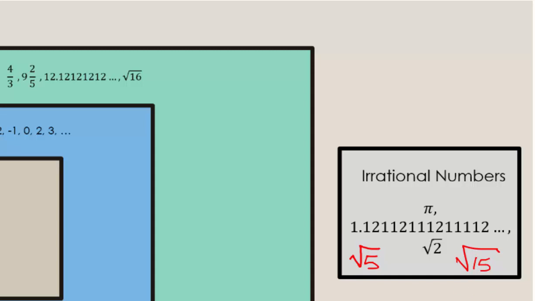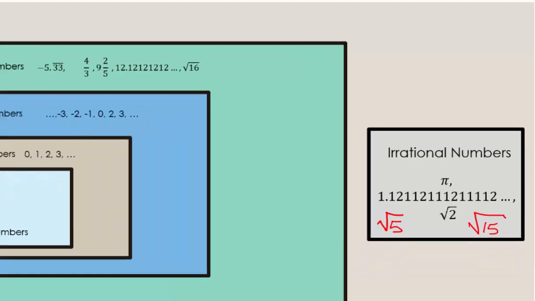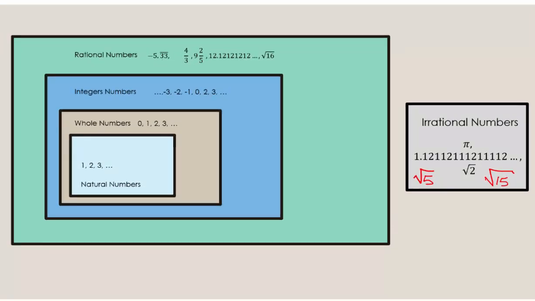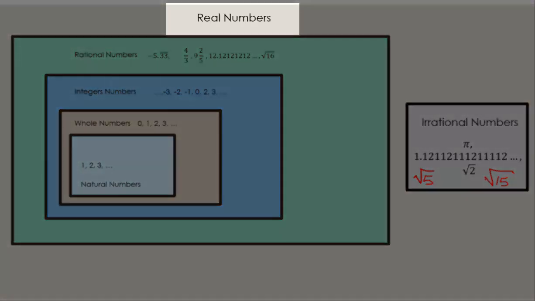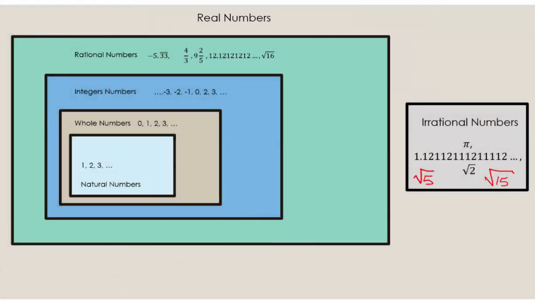So all of these fall under the category or the umbrella of real numbers. So rational, integers, whole numbers, natural numbers, irrational numbers, those are all real numbers.